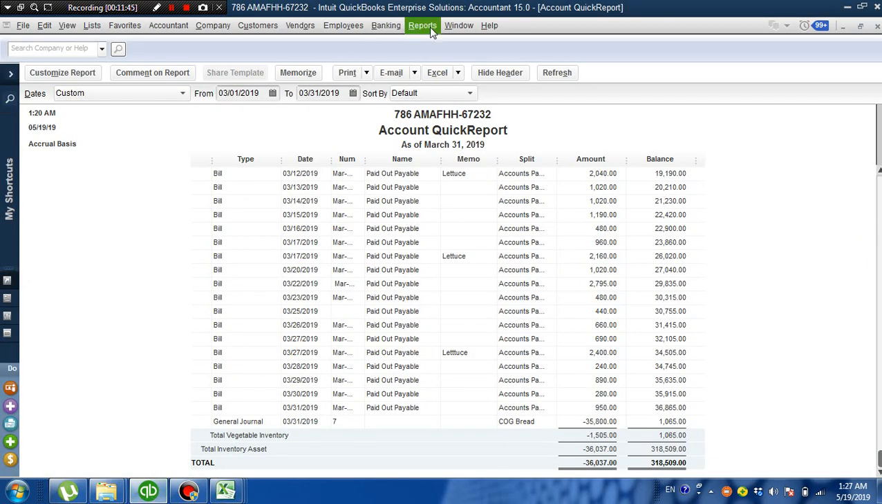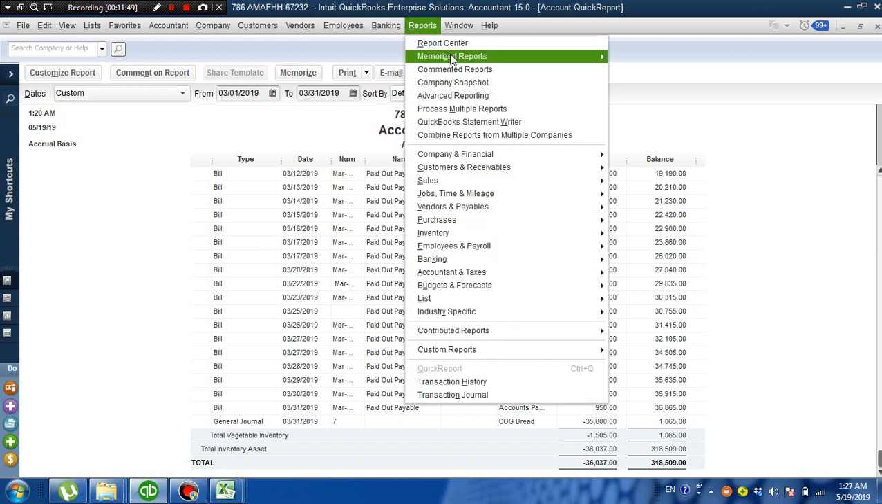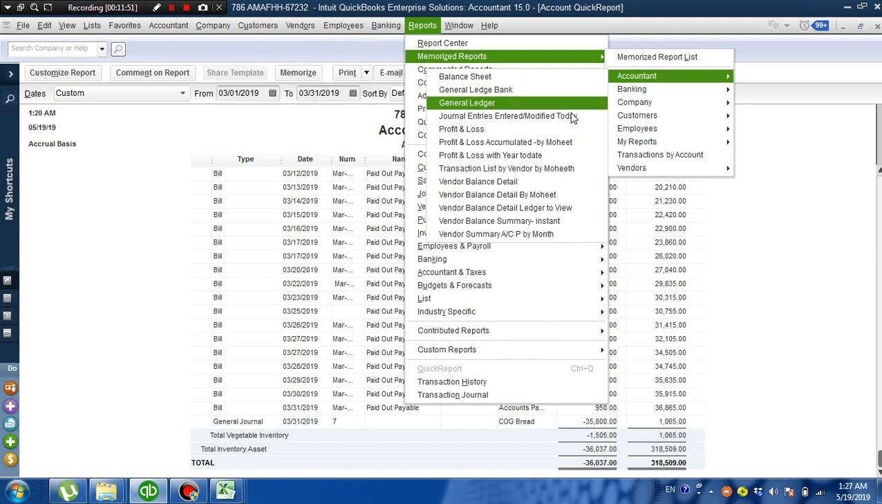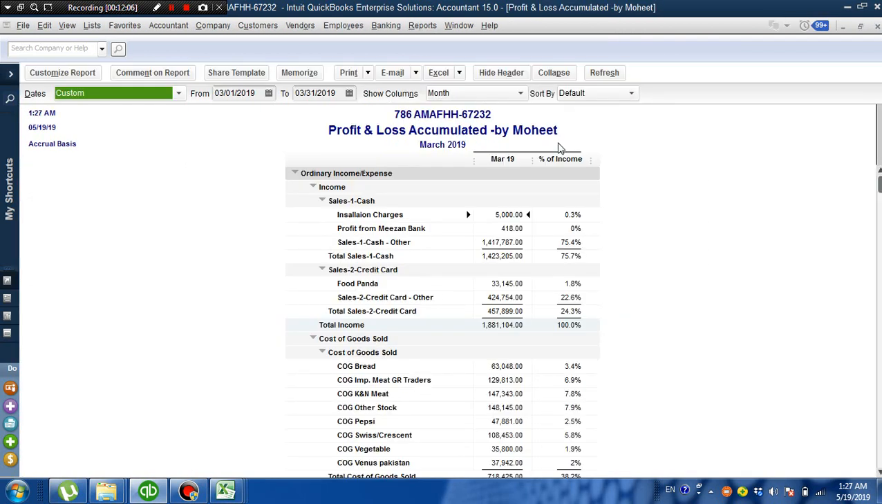If we go to our profit and loss, for example, a memorized report, Profit and Loss accumulated by Mohit. I am Mohit and I'm the accountant of the company. I have made this report. This is why I have entered my name in this report. I'm going to run this report. It is from 1 March to 31 March.